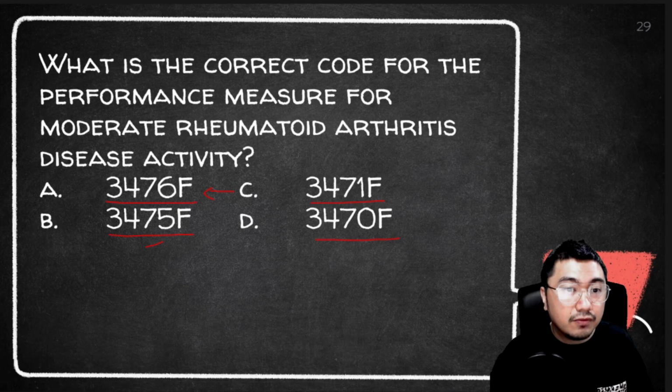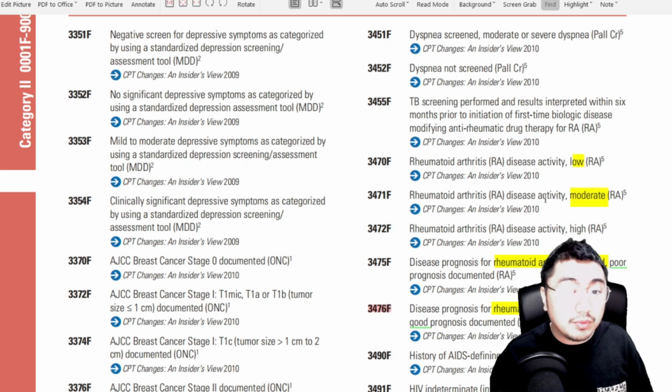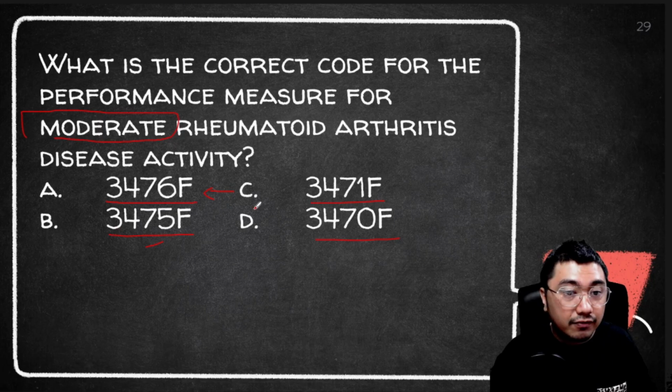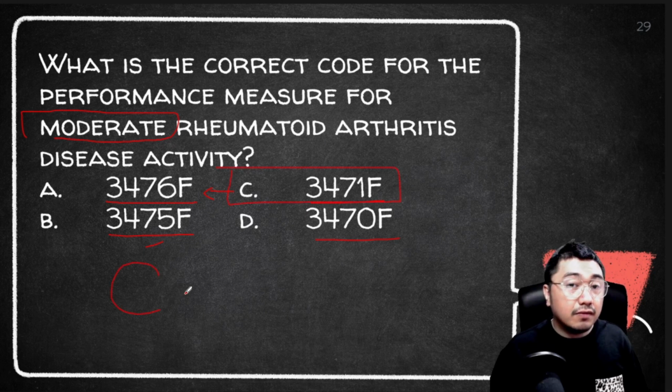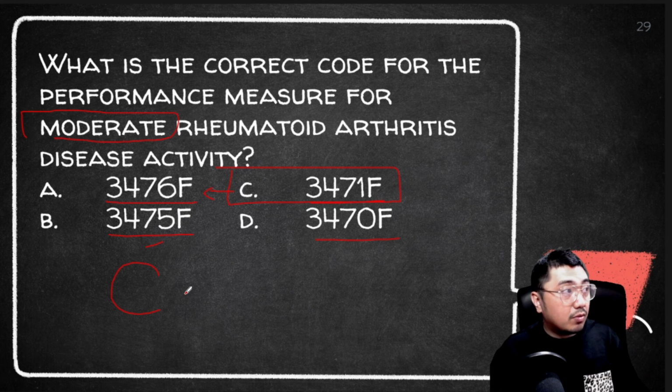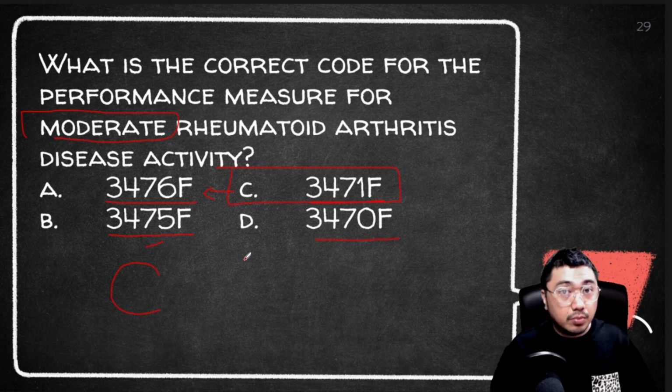So what are we looking for here? Moderate is our word, which we can get from your 3471F. Letter C. So again, if you will be checking the codes one by one, you'll understand my point. That's going to be your shortcut.